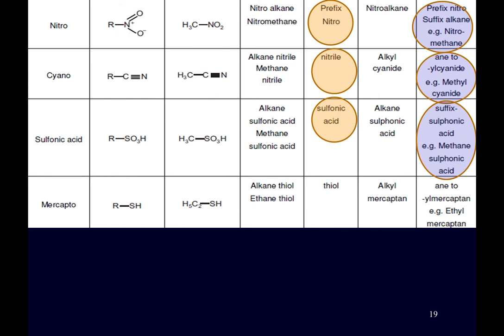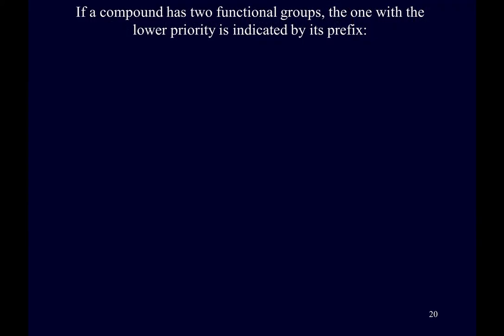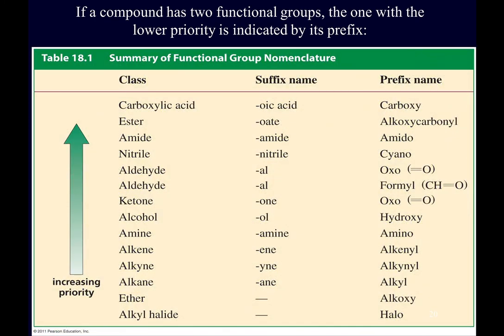In case of mercapto, we call it alkane thiol, so it becomes thiol, but here it is called alkyl mercaptan, so ethyl mercaptan. So if you remember this, it is very easy to understand. If a compound has two functional groups, the one with the lower priority is indicated by a prefix, and you have to follow this table. Very, very important, particularly for the carbonyl compounds. For example, if it is the main functional group, the suffix becomes oic acid, but if it is the substituent, it becomes carboxy.